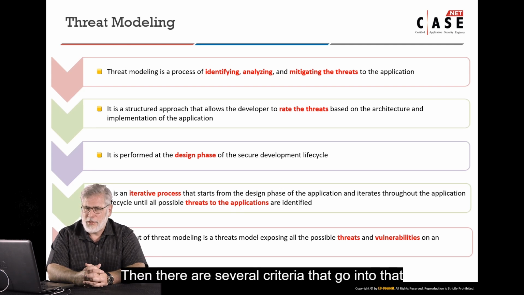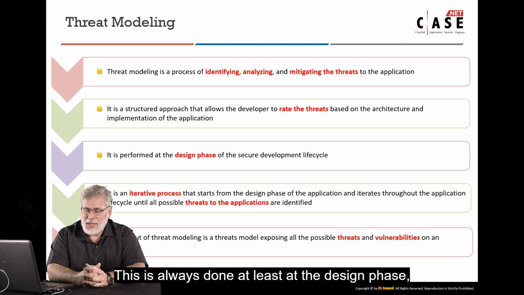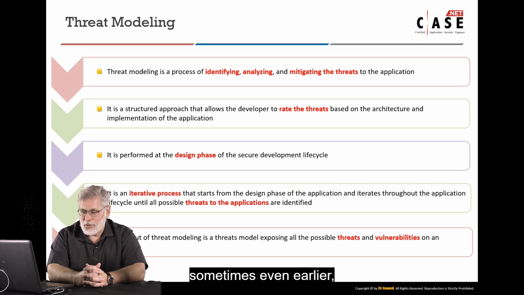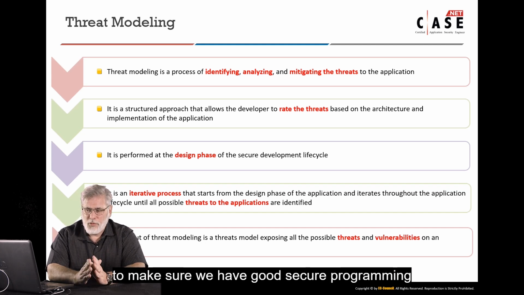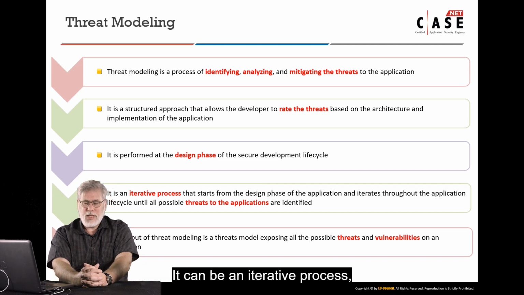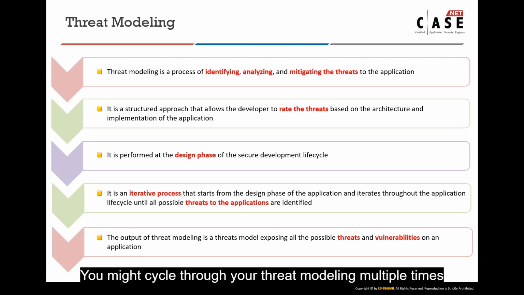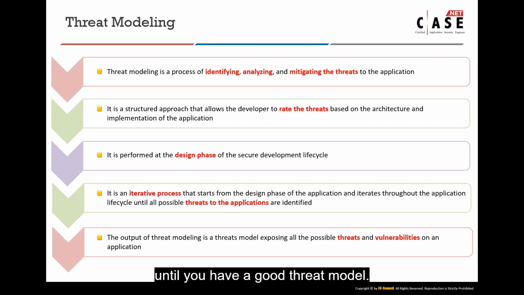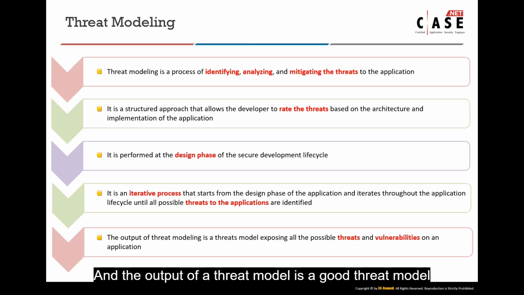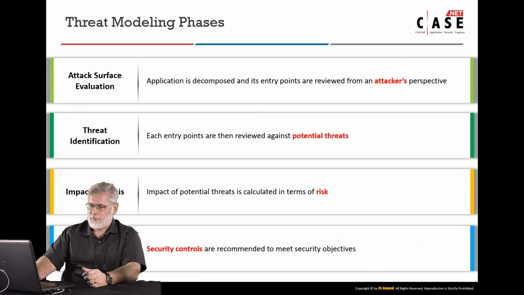And there are several criteria that go into that, which we'll see in a little while. This is always done at least at the design phase, sometimes even earlier, to make sure we have good, secure programming throughout the development lifecycle. It can be an iterative process. It may not be a one-time thing. You might cycle through your threat modeling multiple times until you have a good threat model. And the output of a threat model is a good threat model that exposes all the possible threats and vulnerabilities.